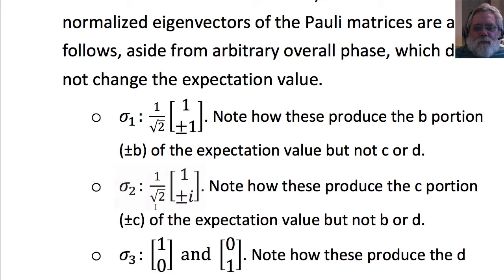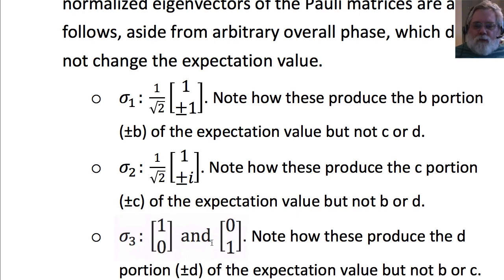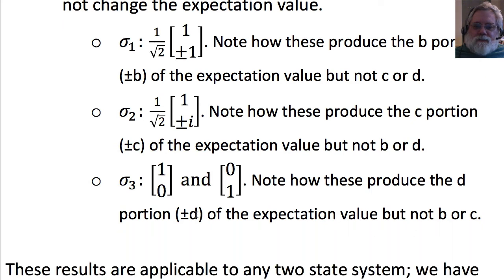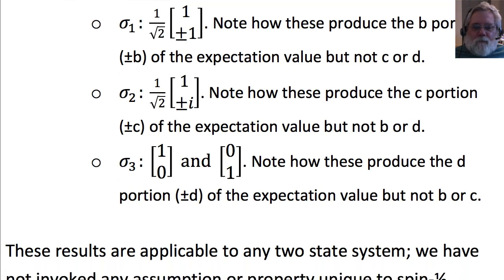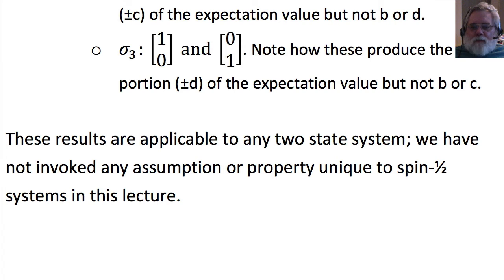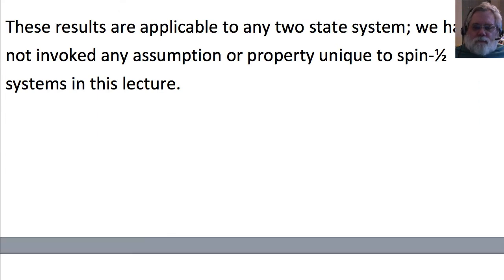For sigma 2, the eigenvectors are 1 over square root of 2, 1 for the first component, plus or minus i for the second component. This is going to produce the C portion of the expectation value. Pauli matrix sigma 3 has eigenvectors 1, 0, and 0, 1. This produces the plus or minus D portion of the expectation value. These results are applicable to any two-state system. We have not invoked any assumption or property unique to spin 1/2 systems in this lecture.